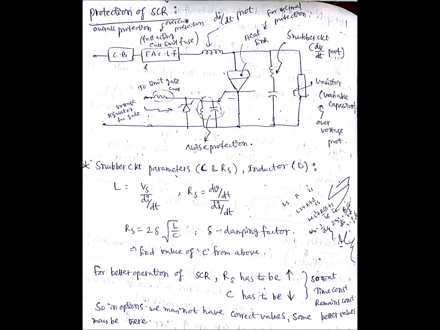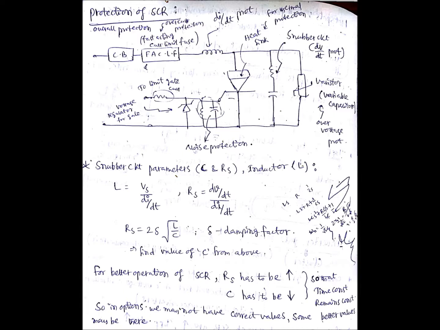And then in the middle there we have SCR, and above SCR we have heat sink, that is for dissipating the heat losses. And then at the gate side, gate protection circuit is there, and at the gate one resistor and capacitor are connected, and they are for noise protection. And one resistance is there, that is for limiting gate current. And one Zener diode is there.